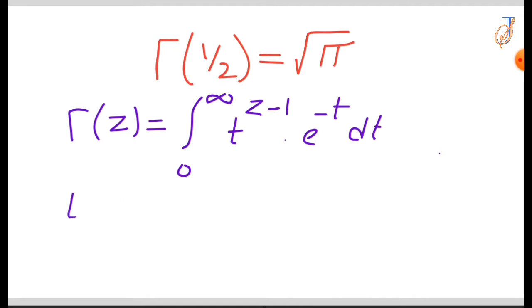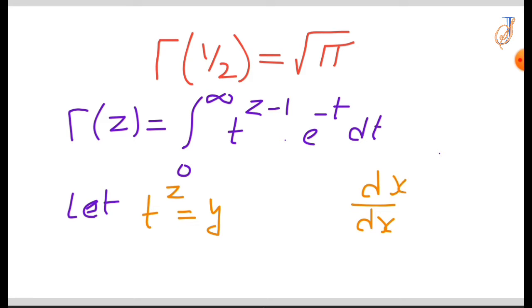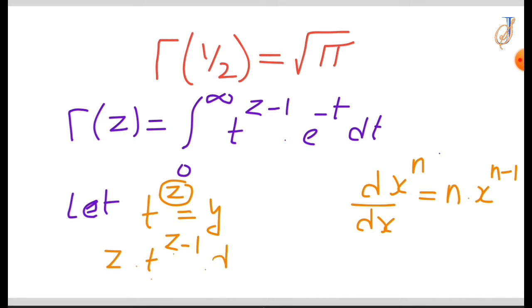Further, let us consider t power z as y. If t power z equals y, then if we do the derivative of x power n, the formula is n times x raised to the power of n minus 1, isn't it? So if we do the derivative of this, we will get n times, which is z times t power z minus 1 times dt, that is equal to dy. So from here, t power z minus 1 dt equals 1 over z times dy, isn't it?